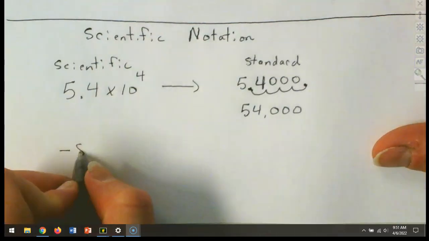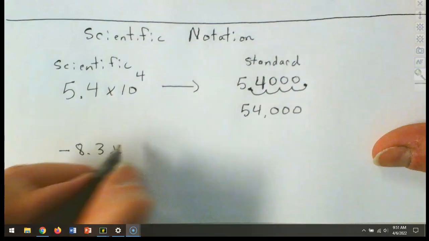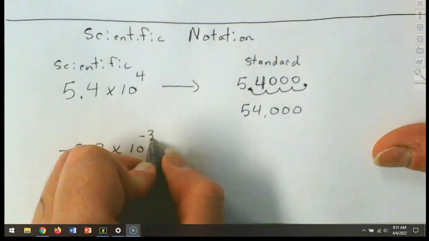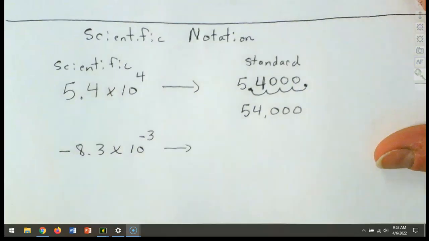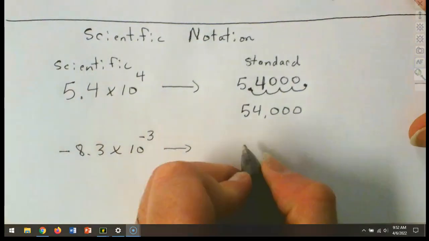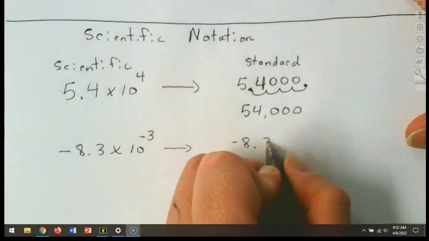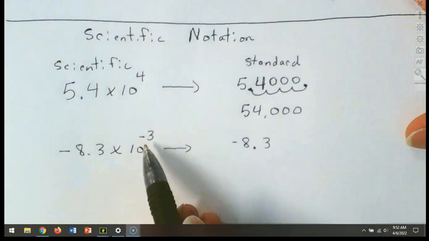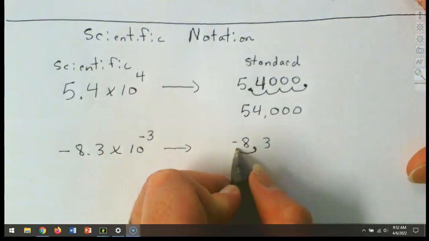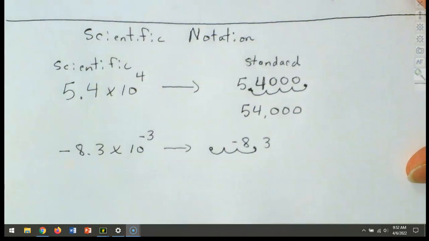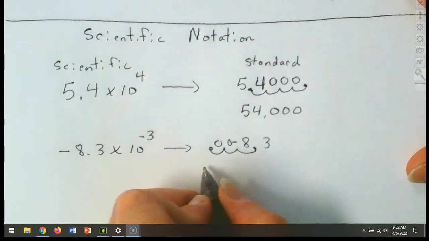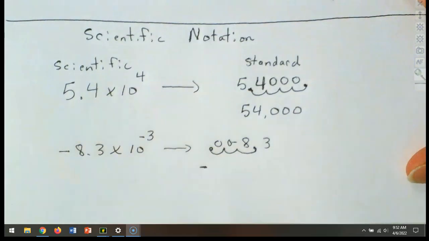How about minus 8.3 times 10 to the negative 3rd power? Okay, what would that be in standard notation? Well, if it's a negative exponent, it's going to be a very small number, less than 1, and we're going to move that decimal to the left instead of to the right. So we've got a minus 8.3, and this is going to have to be moved 3 places. So we're going to go 1, 2, 3. And we'll fill them in with the zeros. Now that negative still stays out front. Okay, so that negative just comes down.